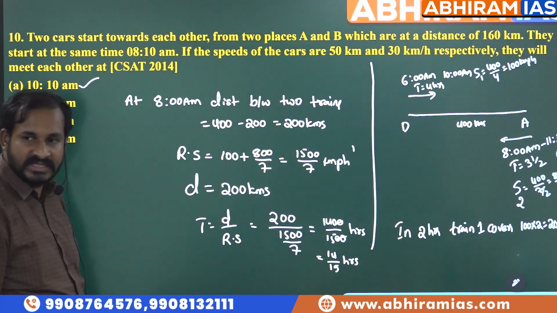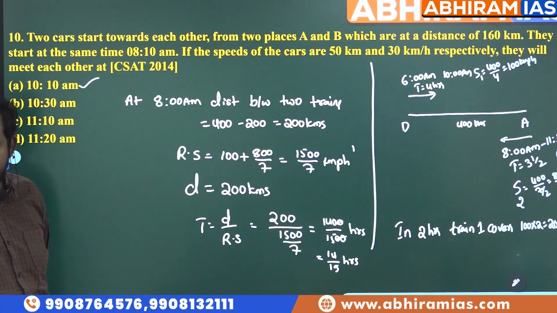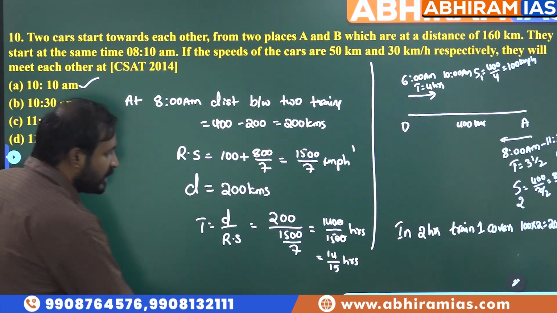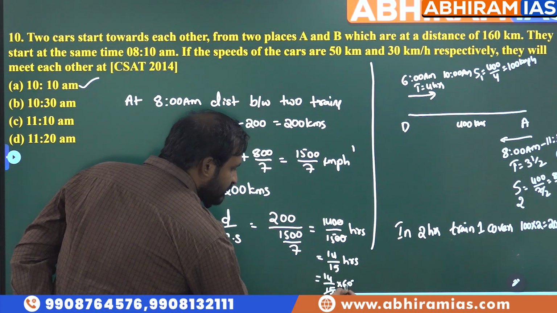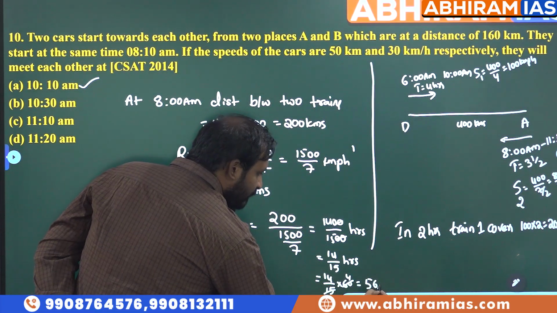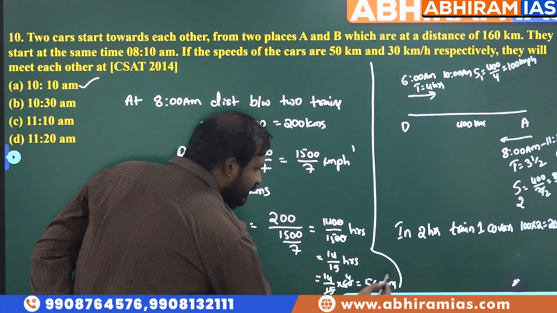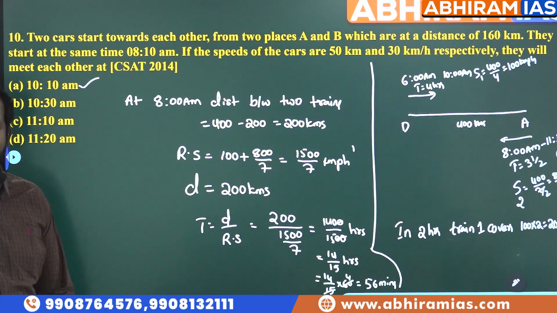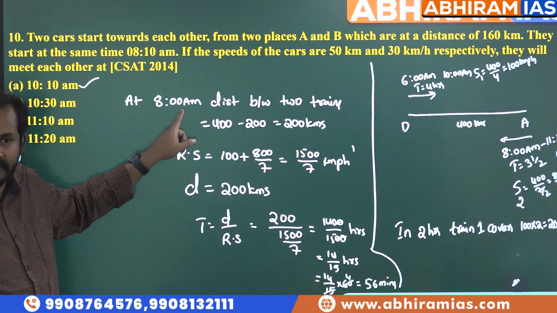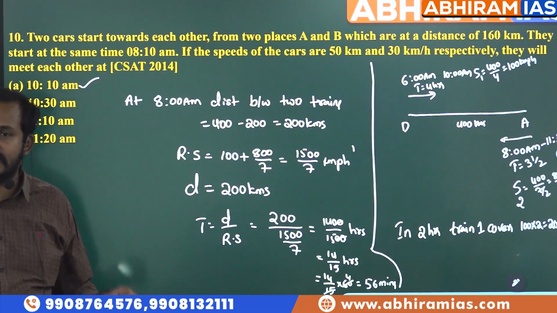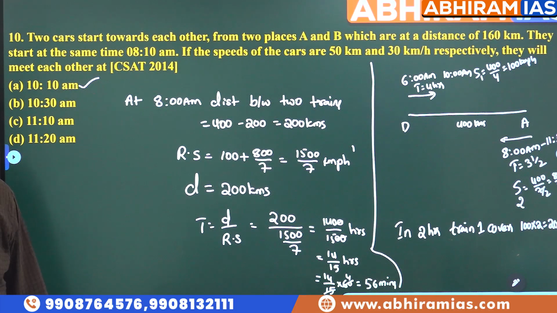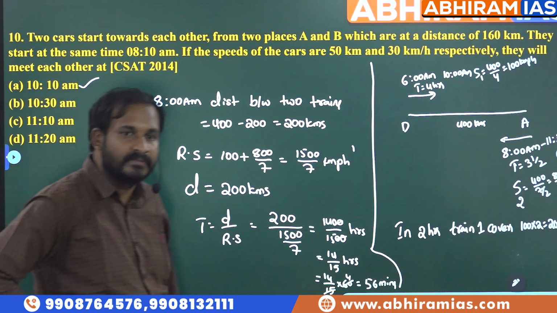To convert this into minutes, we multiply by 60: 14 by 15 into 60. 15 fours will come, 56 minutes. So when will the 2 trains meet? 8:56. We are equalizing the time at 8 AM, so after 8, they meet at 56 minutes. The 2 trains will meet at 8:56 AM.